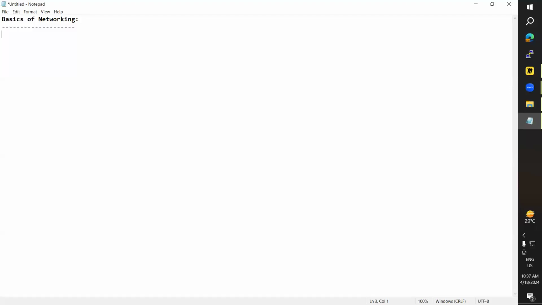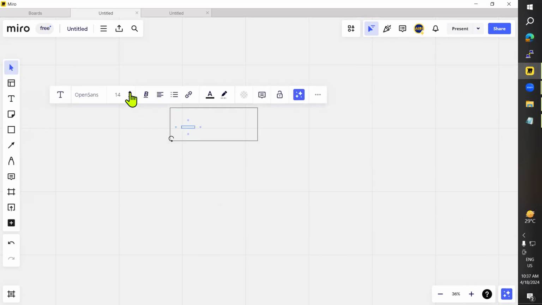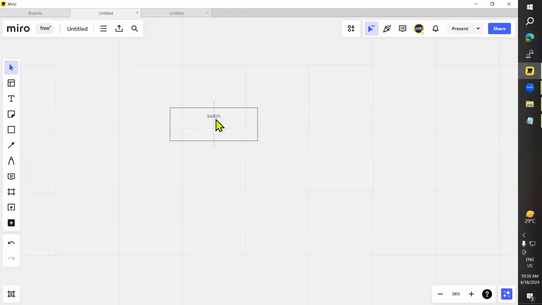A network is nothing but the interconnection of two or more devices. Two or more devices means computers, interconnected. Each computer is called a node. Let's say this is a switch. The switch is used to form the network.